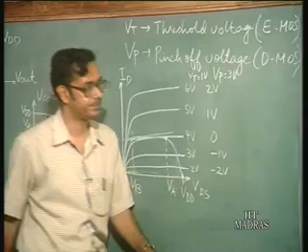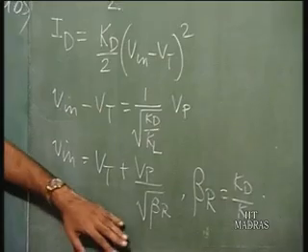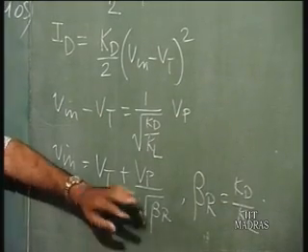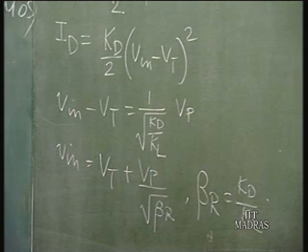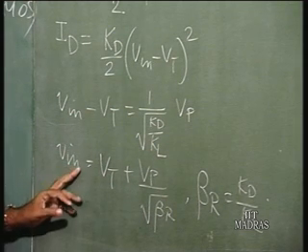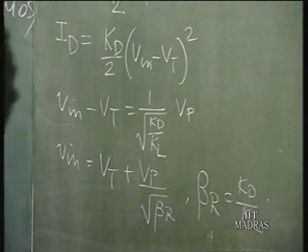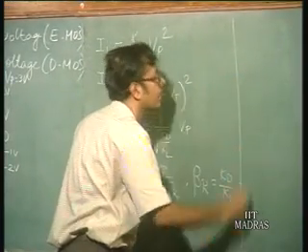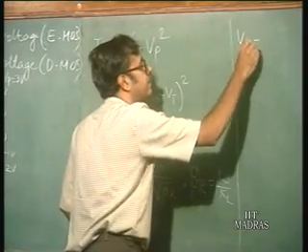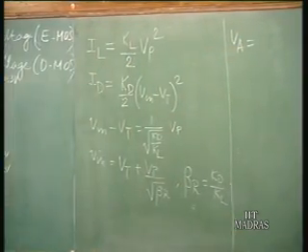Okay. So V_in is equal to VT plus VP by root beta R, where beta R is KD by KL. That is the value of V_in at which you have the steep region of the characteristics. Now what about VA and VB? VA, say, is equal to... what is VA?